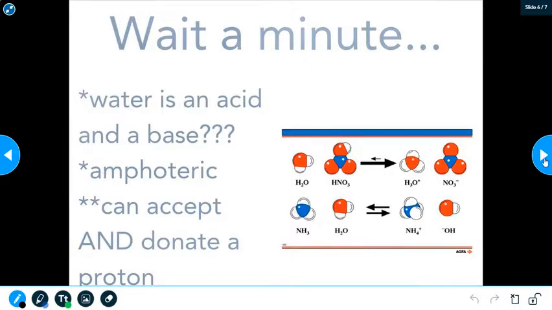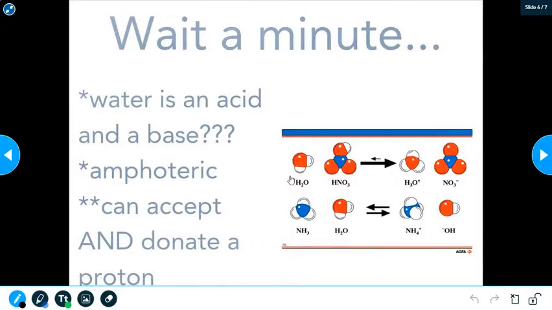If it doesn't have a hydrogen, it is not amphoteric, because in order for you to have an acid, it has to give away a hydrogen. If there is no hydrogen to give away, then it can't be an acid. So you have to have a hydrogen in order for it to be amphoteric. So as you can see right here in the first one, can we figure out if water is acting as an acid or base? Pause it for a second, see if you can figure it out.